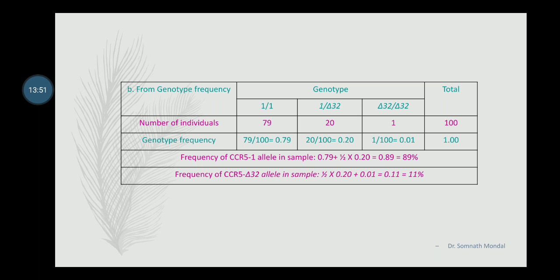In the same way, we can calculate the frequency of the del 32 allele in the sample. That is half into 0.20 plus 0.01, equal to 11%. So the data is the same as before. So the two methods give the same result.